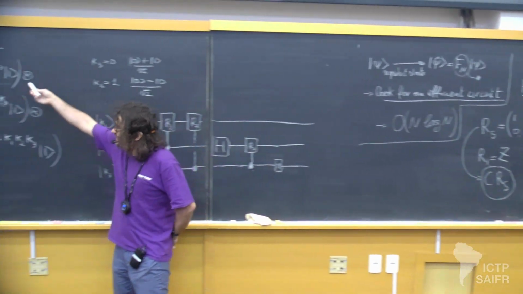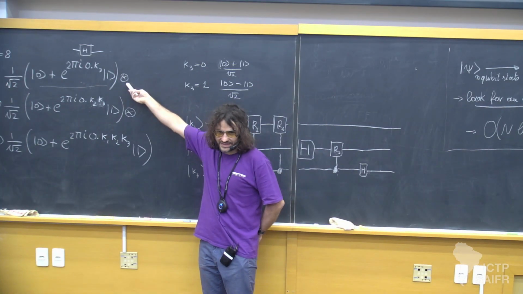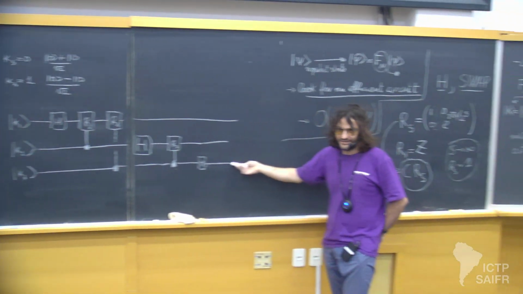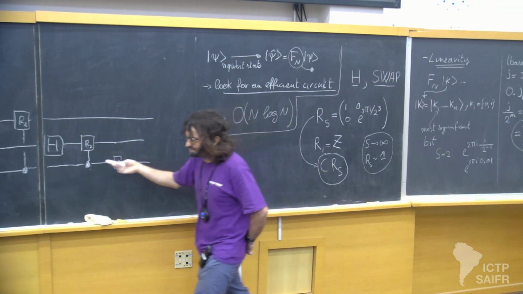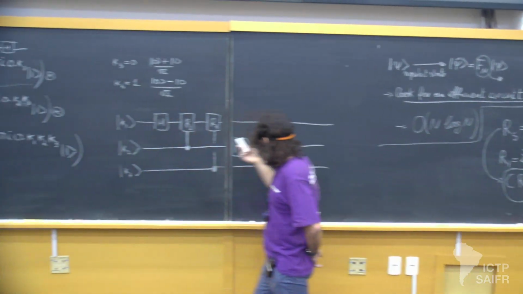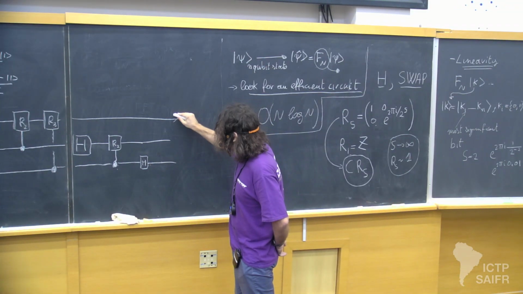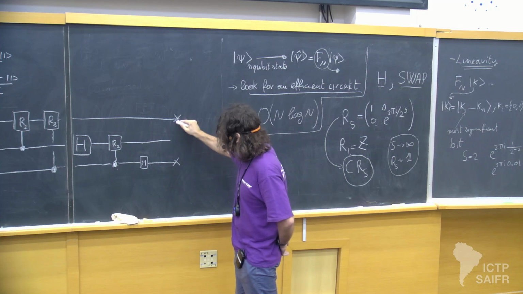What is this guy? It's the first qubit, right? And we're putting it here. And this is the last qubit, and we're putting it here. So we need to put a swap gate between these two.